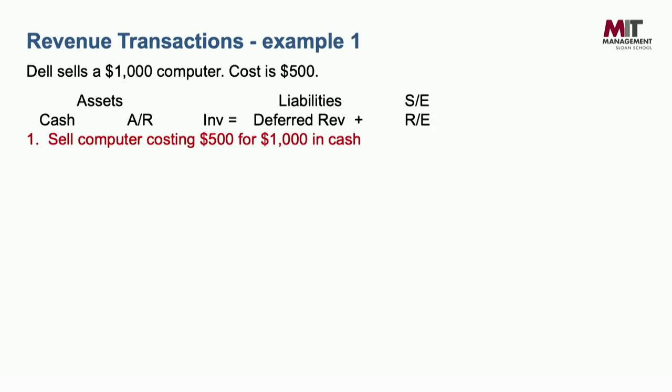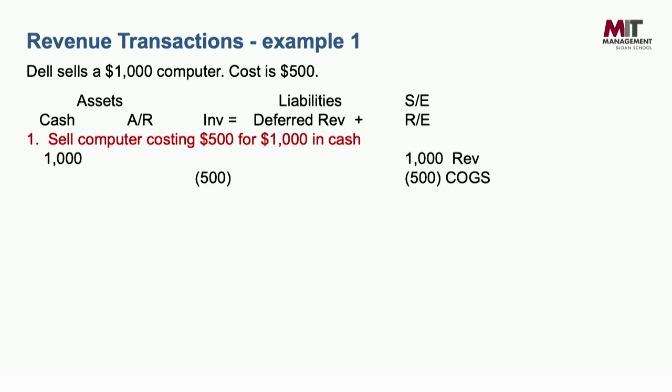Now we just want to go through some examples of some revenue transactions. So we're going to use Dell as an example. So many of you have bought a Dell computer, so you buy a computer over the website. Let's say in the first transaction, you buy a computer for $1,000, you put in your credit card, so it's basically a cash transaction. So let's think about what happens.